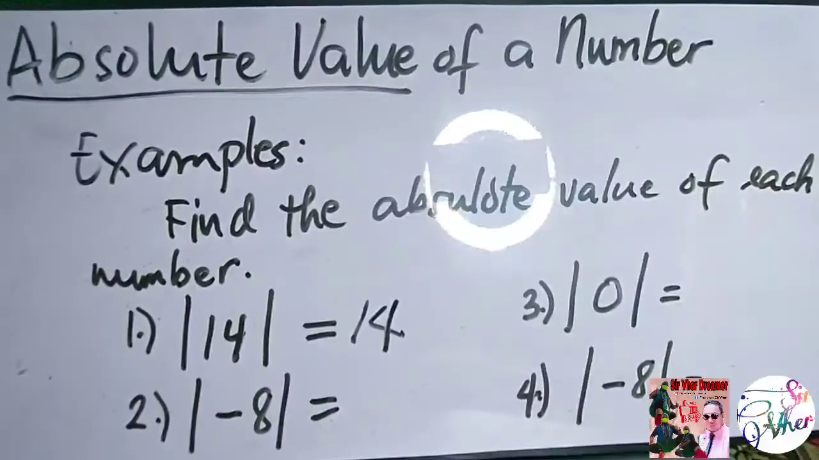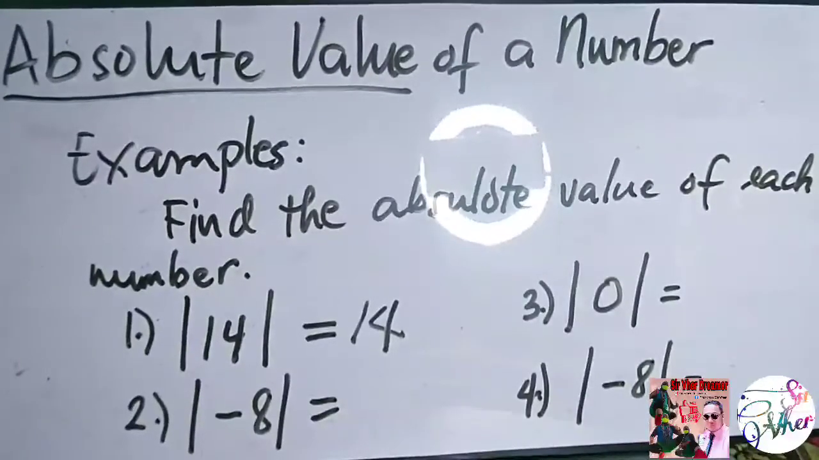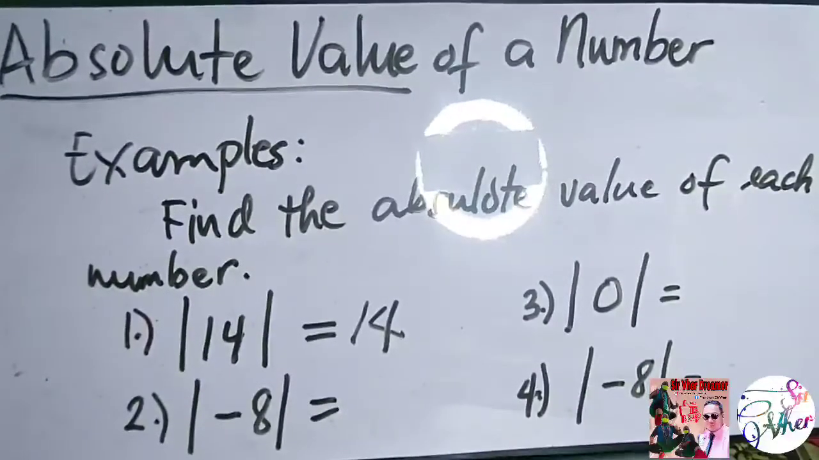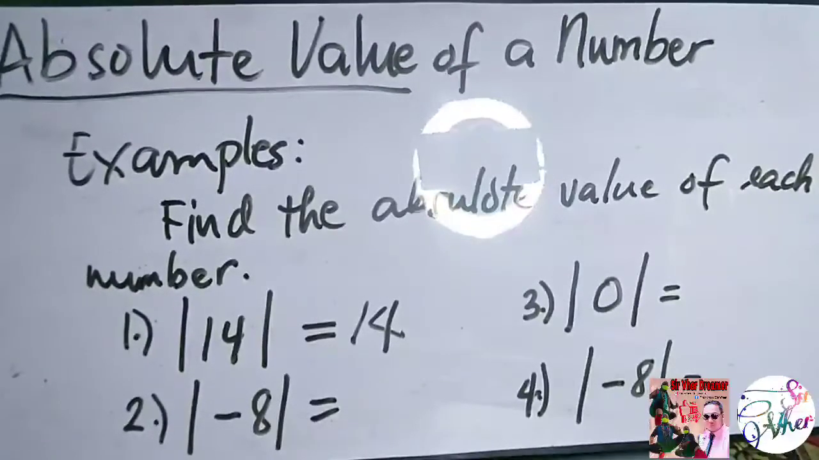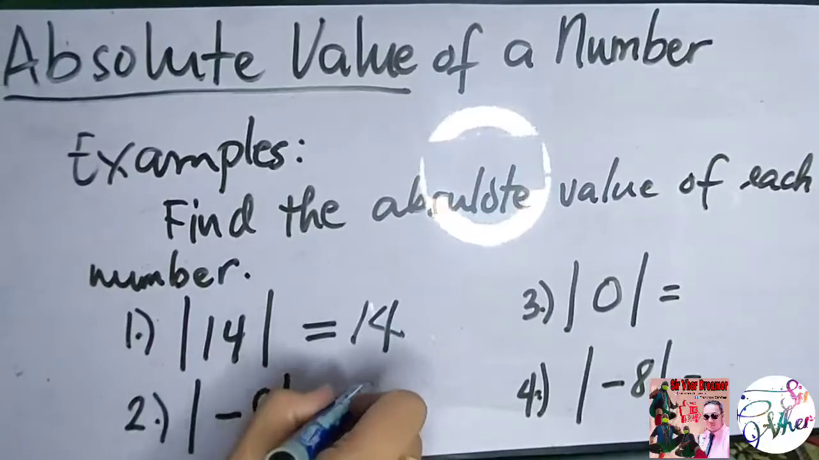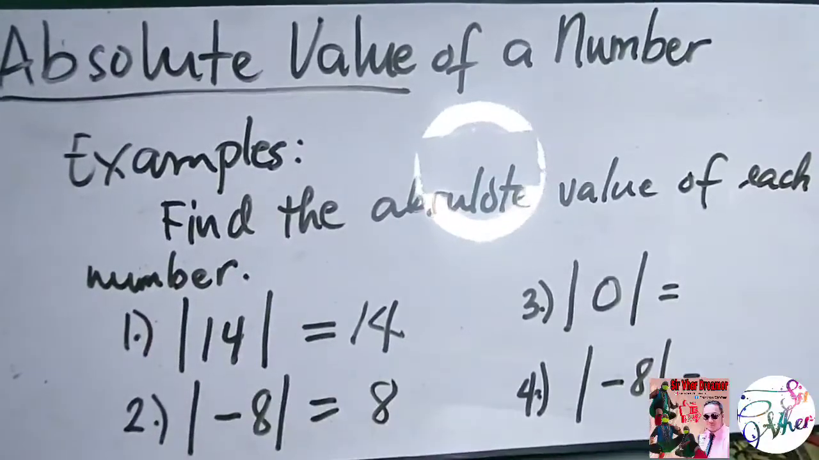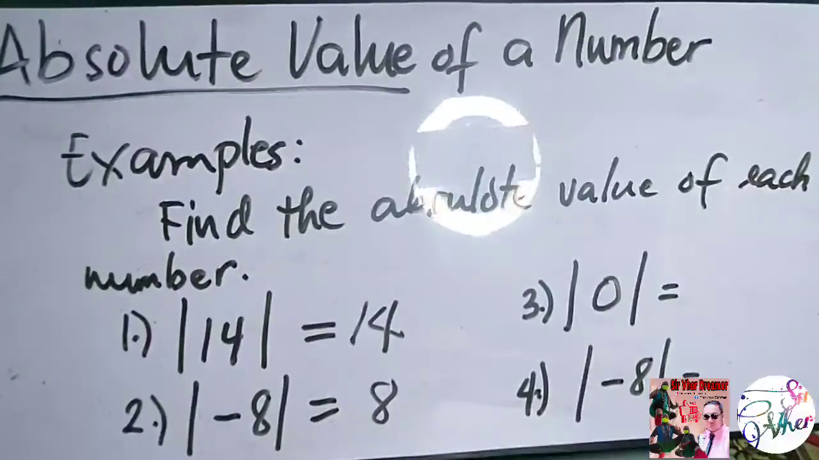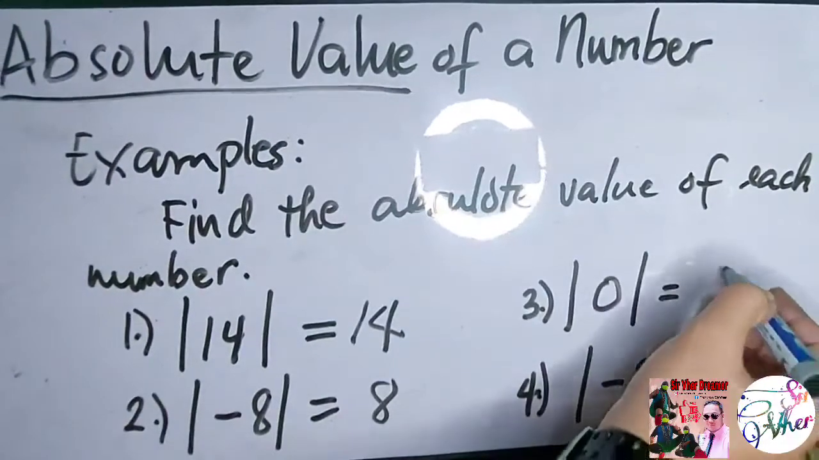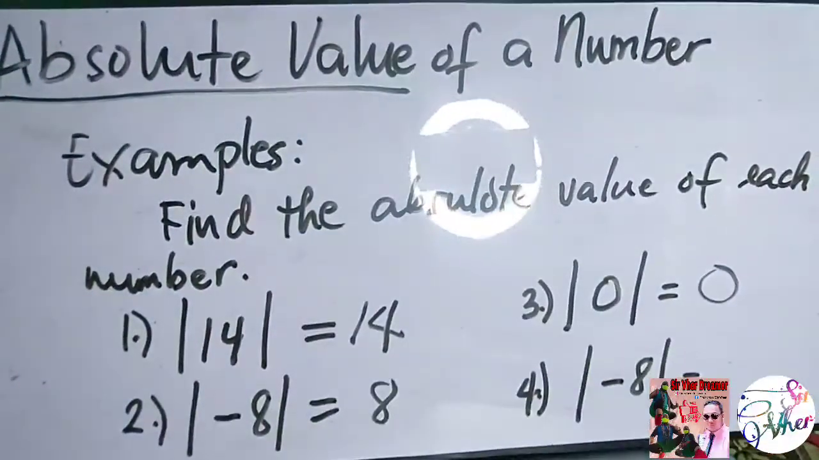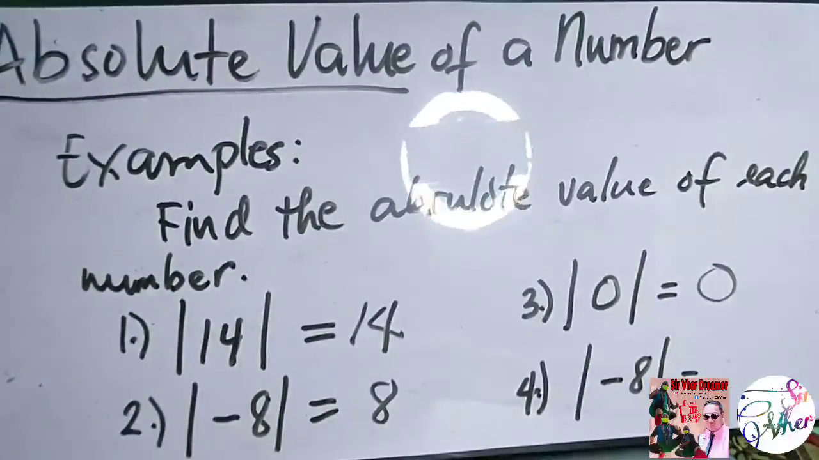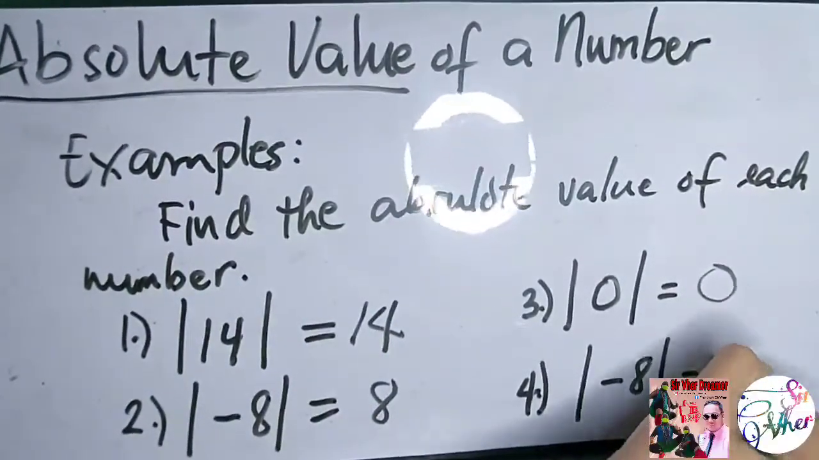Number 2, the absolute value of negative 8. Let us count the distance from 0 to negative 8. The answer is 8. And number 3, the absolute value of 0. So the answer is 0. And the absolute value of negative 8: from 0 to negative 8, the distance is 8.